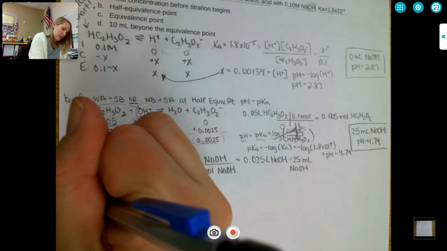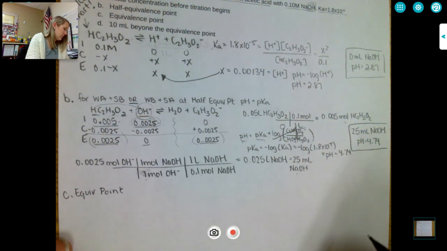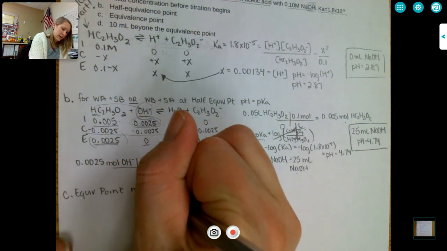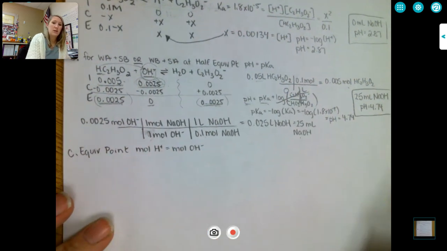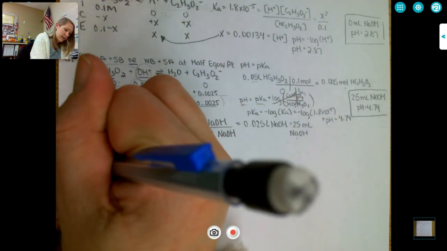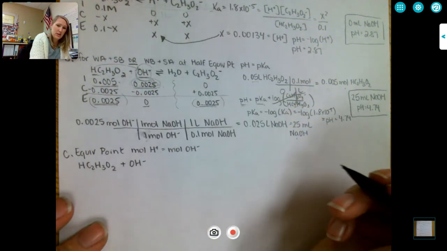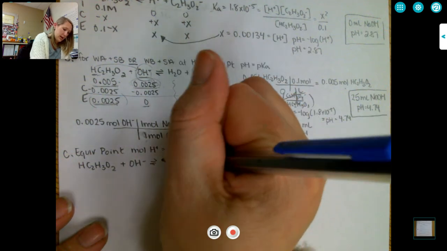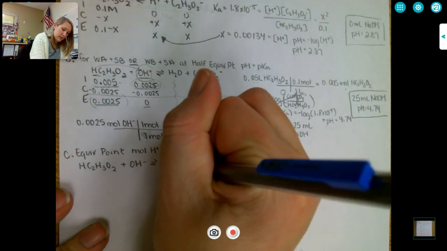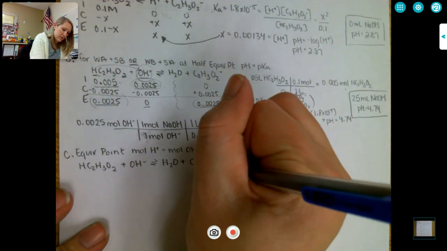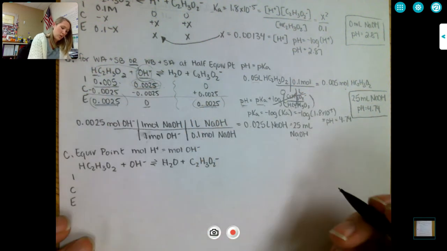Now we're at our equivalence point. Okay, and at our equivalence point, my moles of hydrogen ions has to equal my moles of hydroxide ions. So here again, I have my reaction of my acetic acid reacting with my sodium hydroxide. Again, I'm making water plus my conjugate base. I'm starting with equal moles of both.